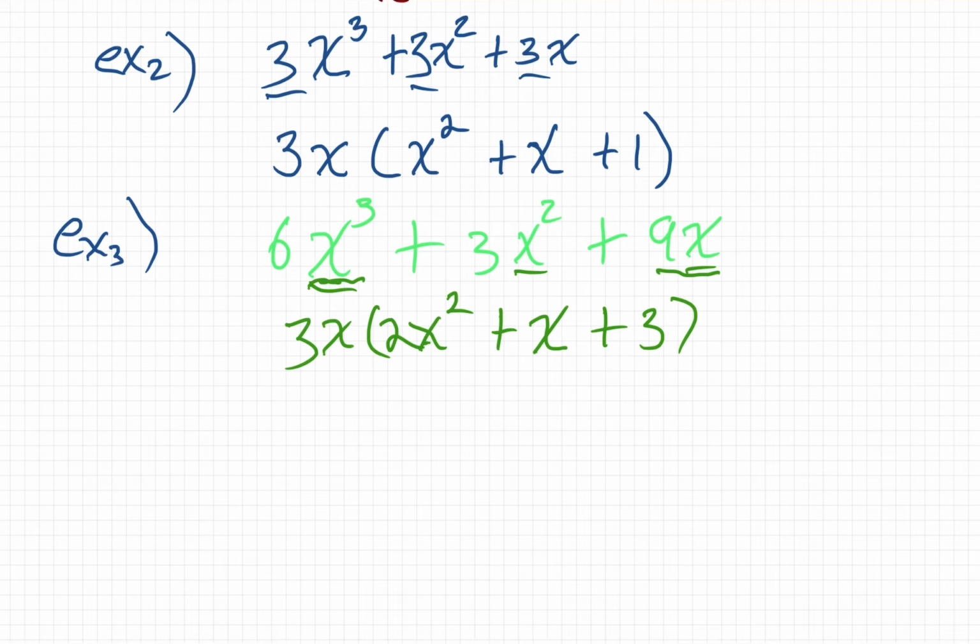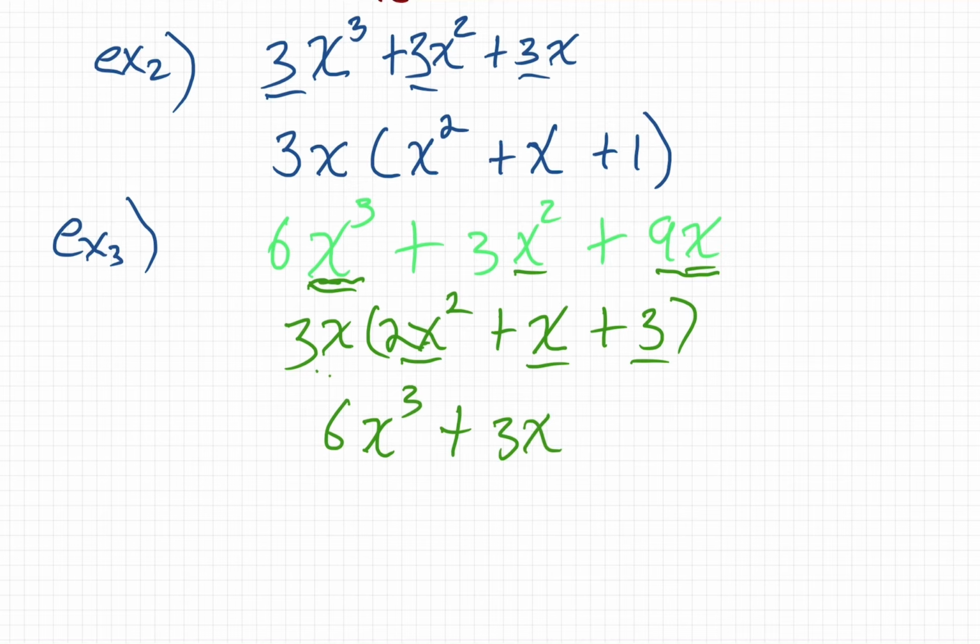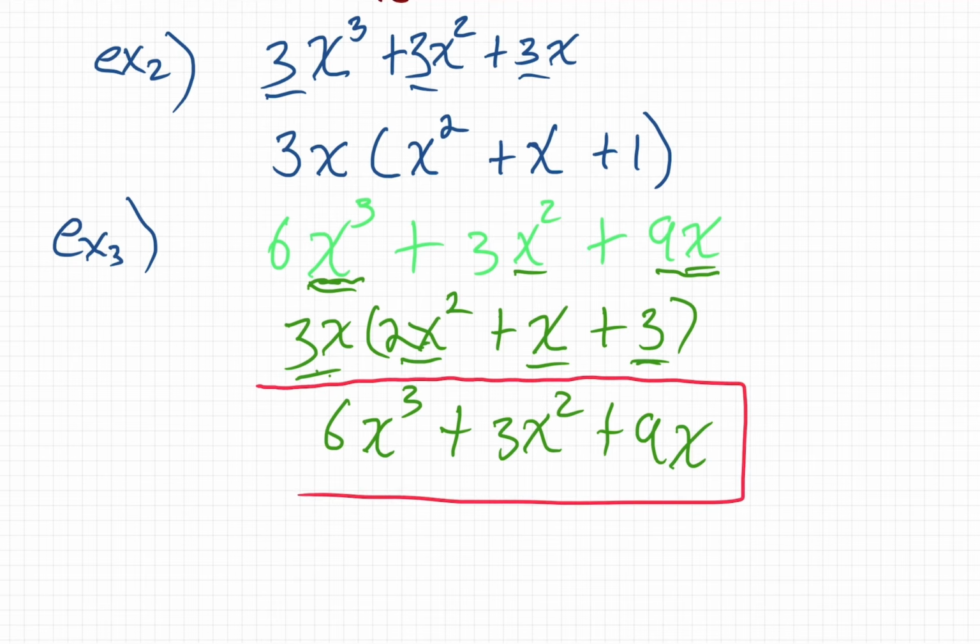And we want to make sure, as I mentioned before, that we got the right answer. We can always distribute back, right? So we multiply each of these terms by 3x. We have 3x times 2x squared, which is 6x cubed. Then you multiply the 3x times the x, which is 3x squared. You multiply 3x times 3, which is 9x. So this is our answer, and as you notice, it's the same one that we started with.